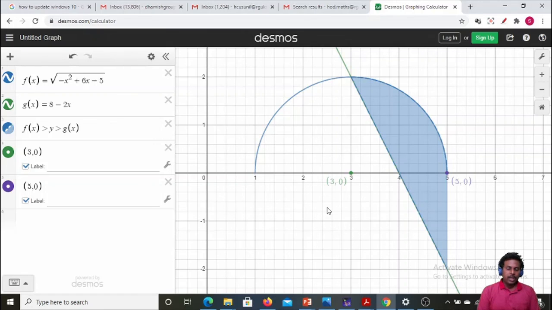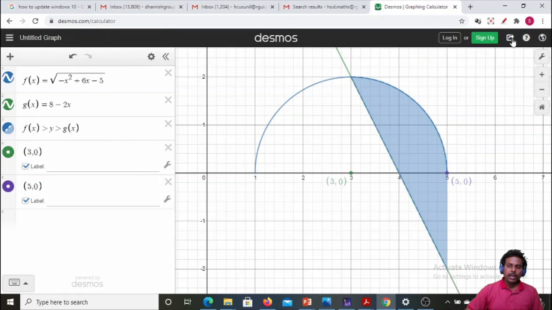So there is an Android app for Desmos. In the Play Store you type Desmos, there will be an app called Desmos graphing calculator. You click on it, you install it, and you can start using the same. This app is better in visualizing the graph.